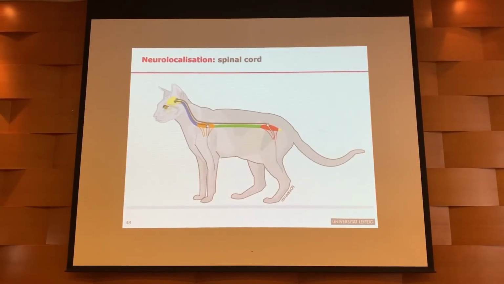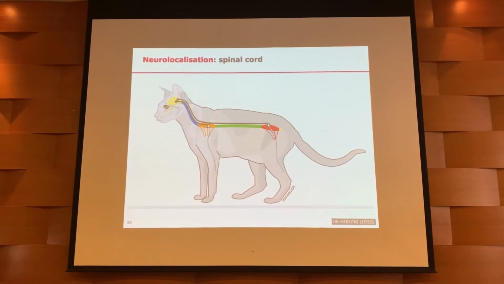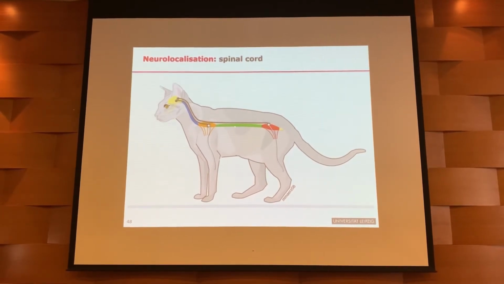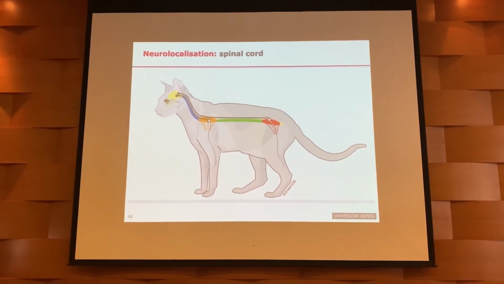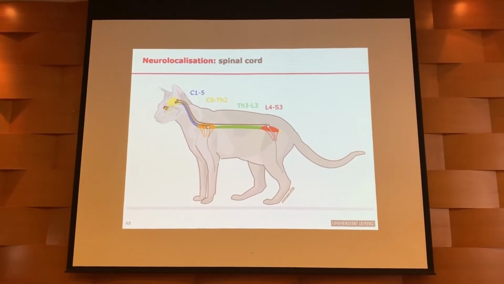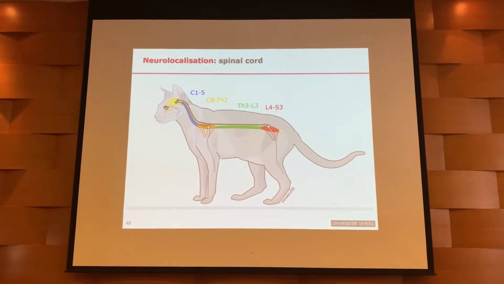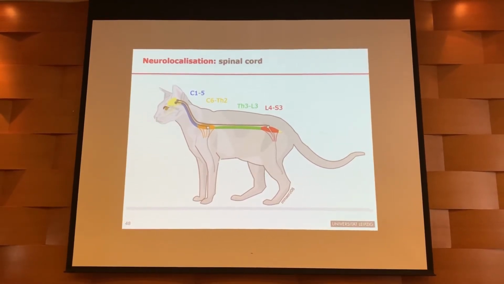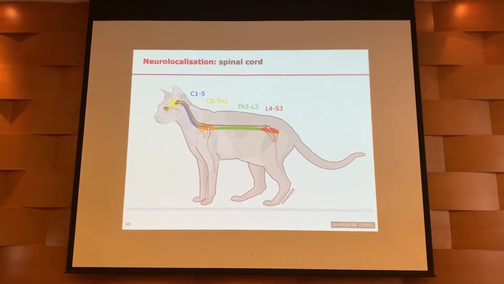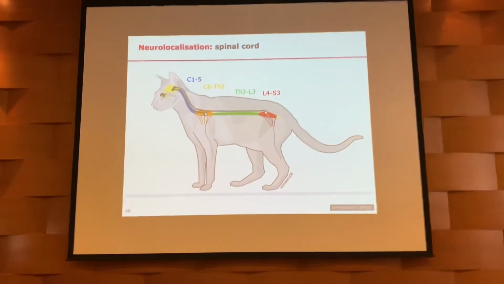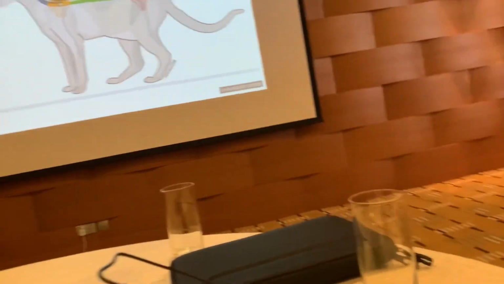And the spinal cord we usually subdivide into 4 segments: blue, orange, green, and red. Obviously they are not blue, orange, green, and red, but those are segments. It's C1, C5, C6, T2. Those are spinal cord segments. T3, L3, L4, S3. And we try to narrow down our neurolocalization to one of those 4 segments.